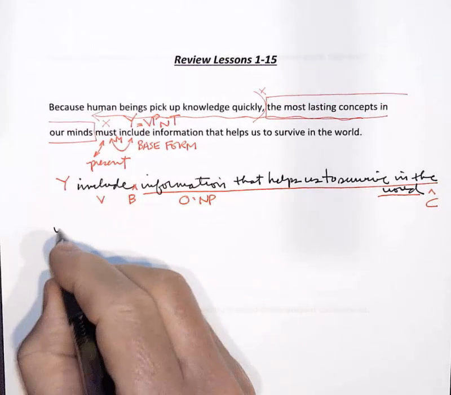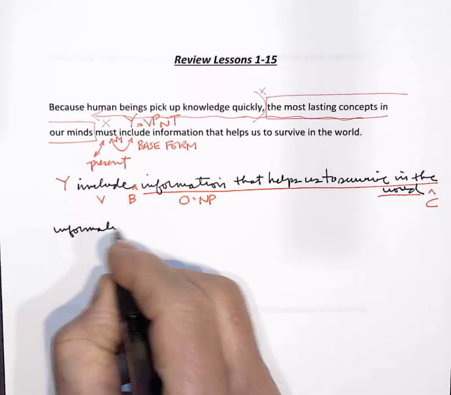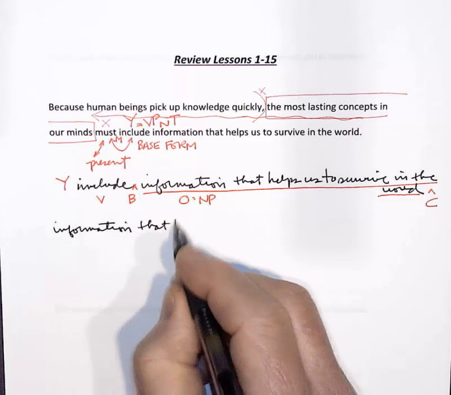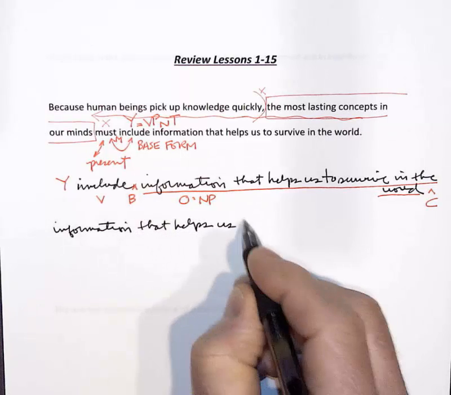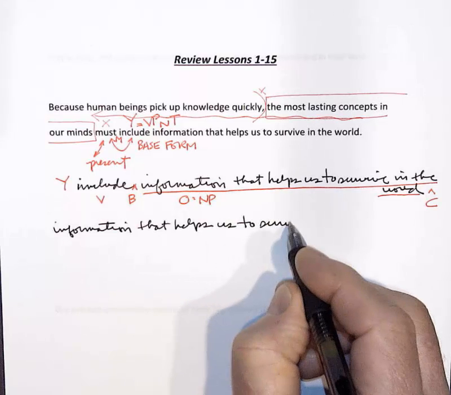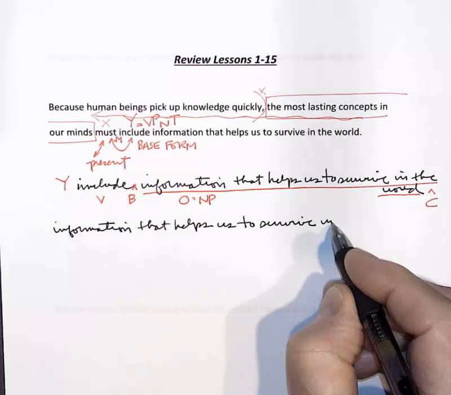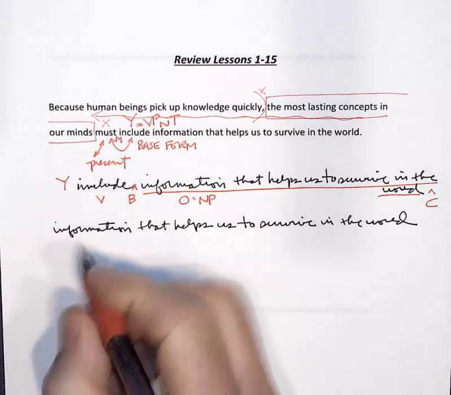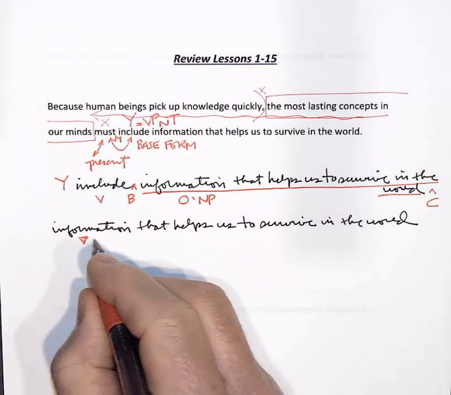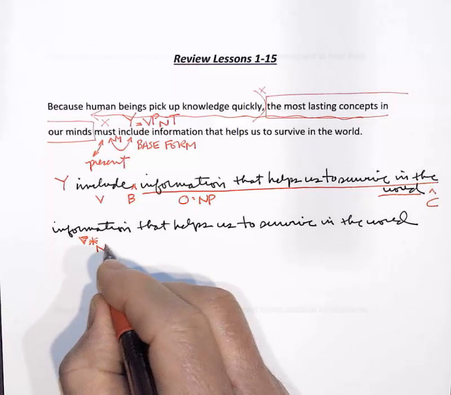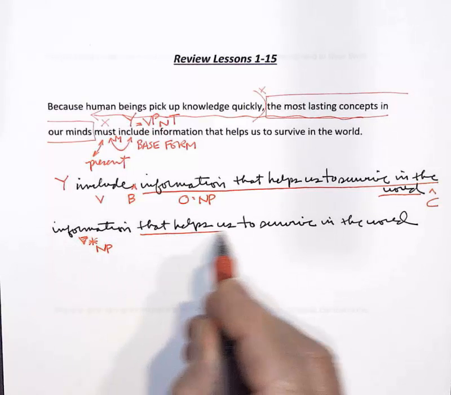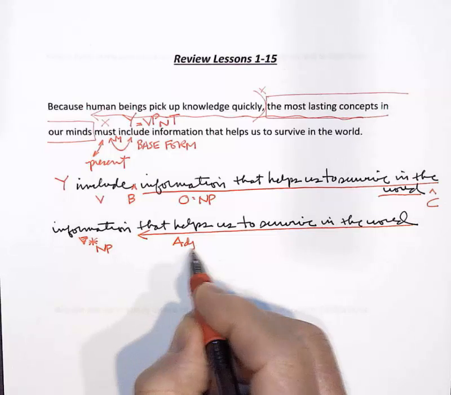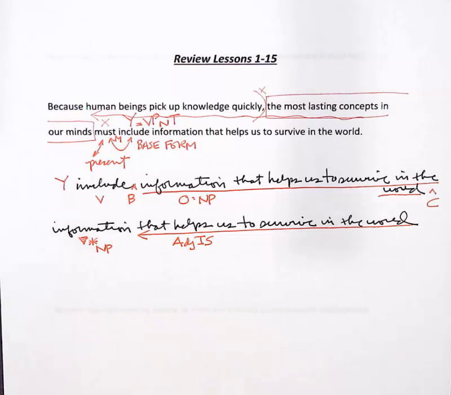Let's continue looking at our noun phrase. Information that helps us to survive in the world. Information is the head, noun phrase, and that helps us to survive in the world is a modifier. It's an adjectival included sentence.